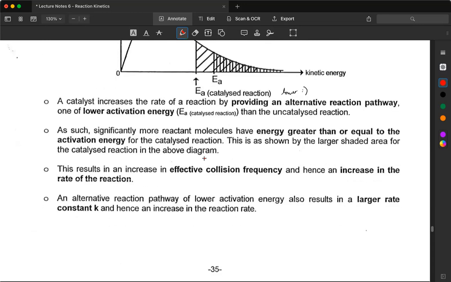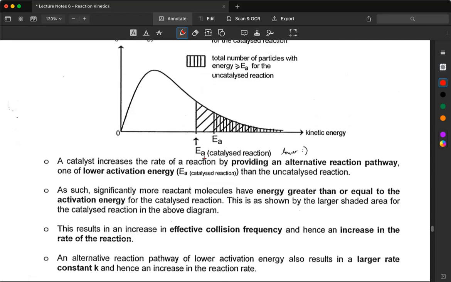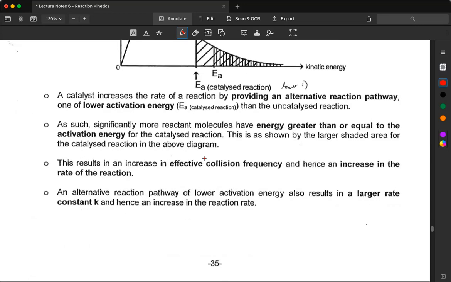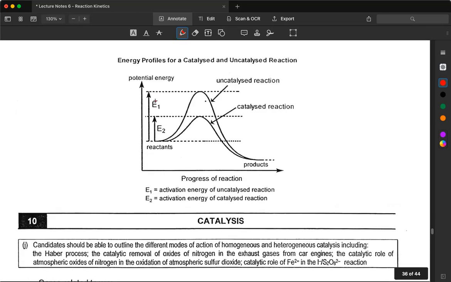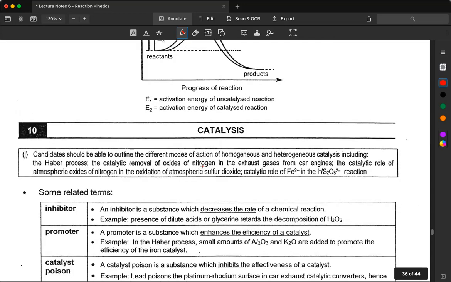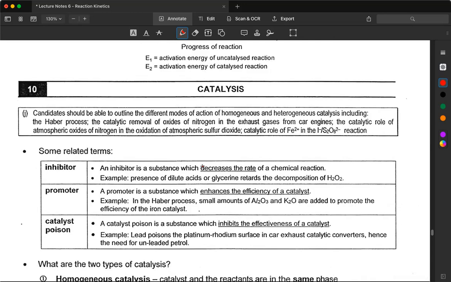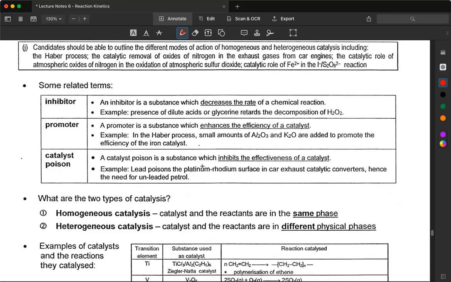I'm sure you have understood how the catalysts work and how they affect the EA, so I will not go into that. The rest of it you can read yourself, and this is the energy profile. Then let's go on to more on catalysts. So there are some terms that we are going to use, like inhibitor, which is something that will decrease the rate of reaction. So the opposite of catalyst, inhibitor.